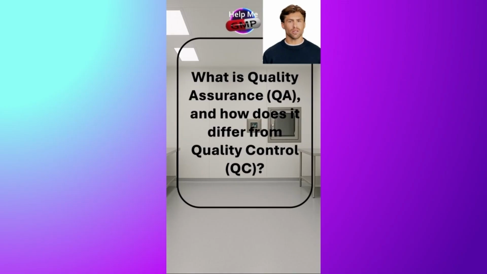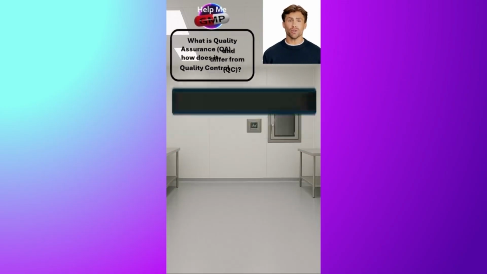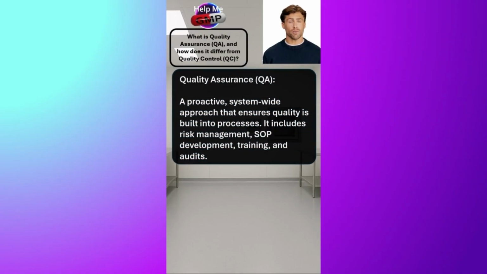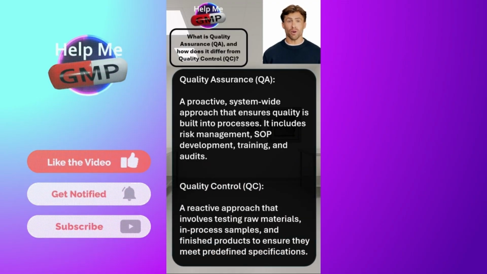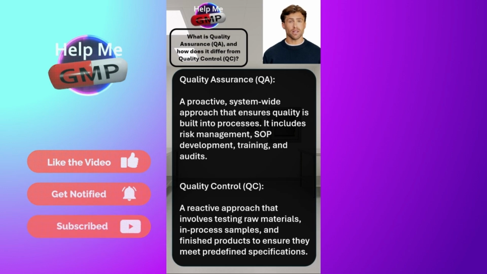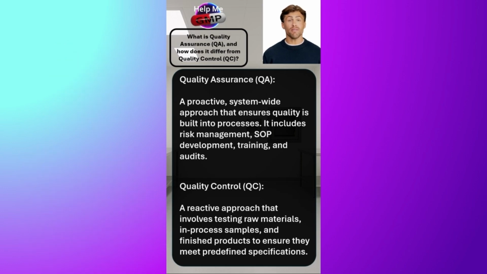What is quality assurance, and how does it differ from quality control? Quality assurance is a proactive, system-wide approach that builds quality into processes. It includes risk management, development of standard operating procedures, training and audits. Quality control, by contrast, is a reactive approach that involves testing raw materials, in-process samples, and finished products to ensure they meet predefined specifications.